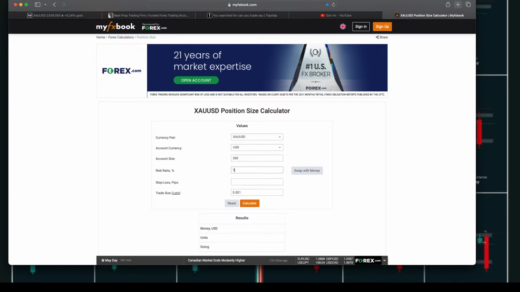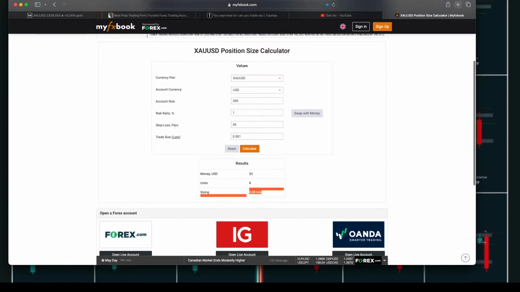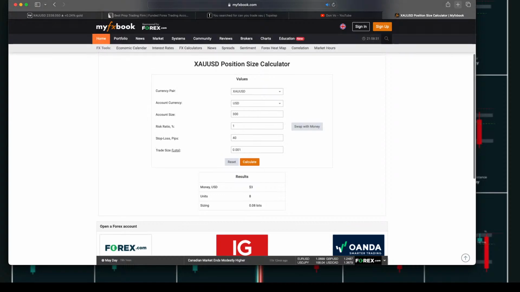Let's see. I only want to use 1%. My stop loss would be 40 pips. Calculate. So I should only be using a 0.08 lot. I shouldn't be using that much. So if I'm risking 1% of my 300 bucks, then that means I'm only using a 0.08 lot.